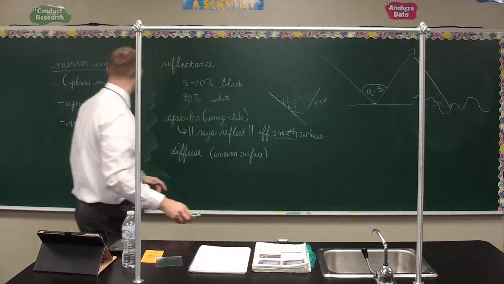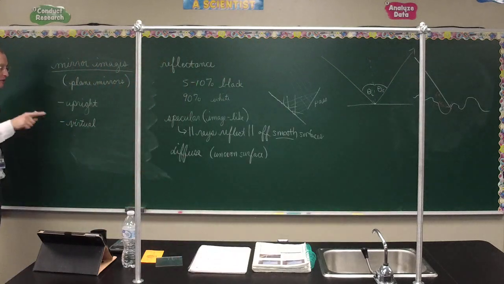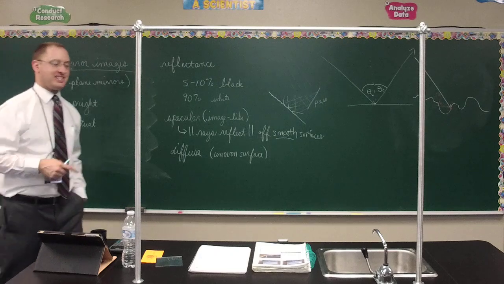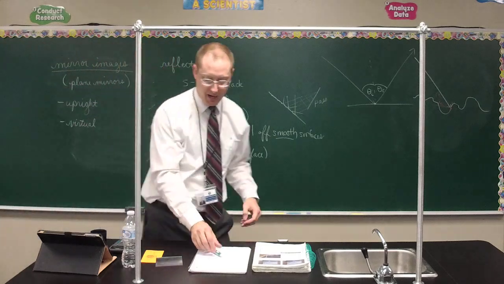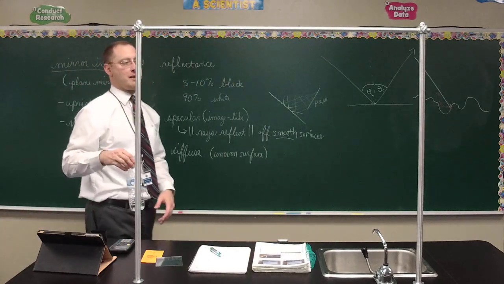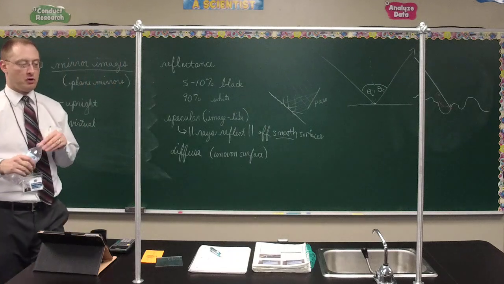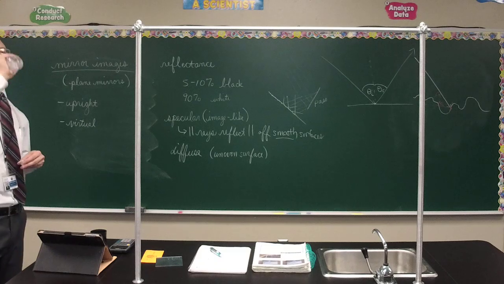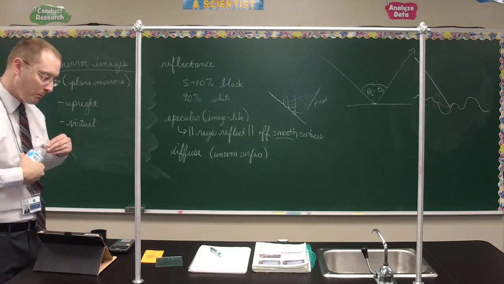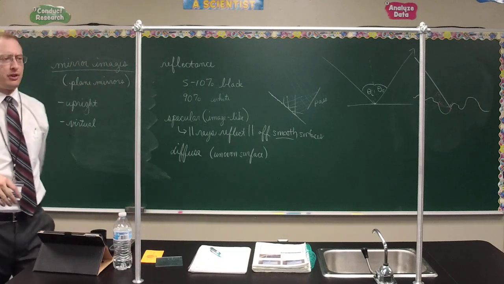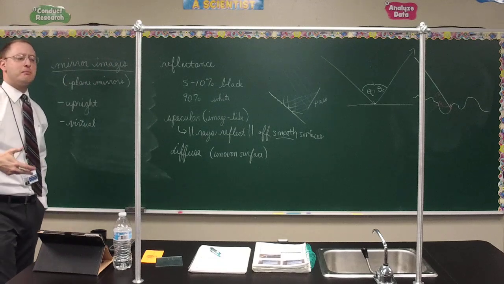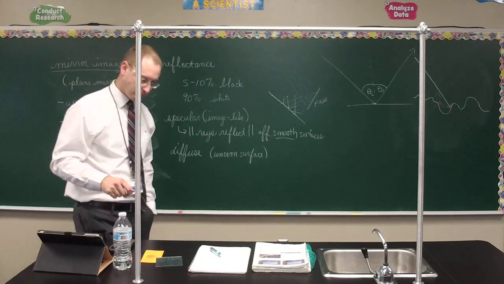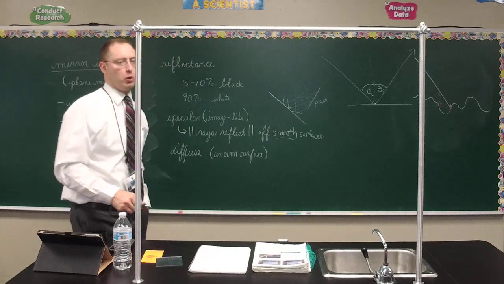And because that's true, we get something called a virtual image. Your definition here would be any image that seems to be formed by light rays behind a mirror. An image formed by light rays that seem to be behind a mirror. Light's not really back there, but it seems like it is. Called a virtual image.